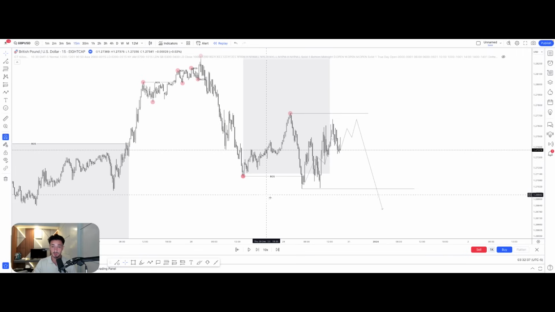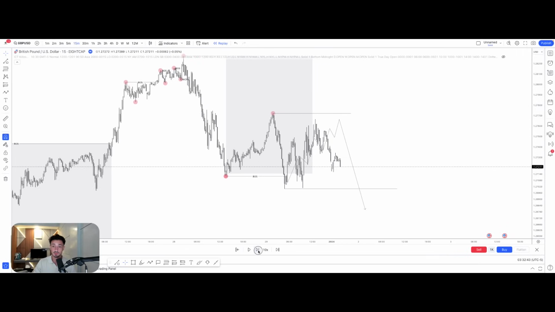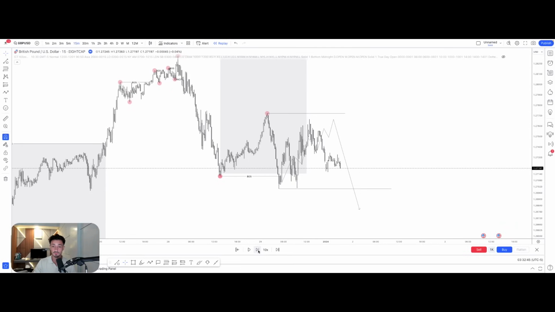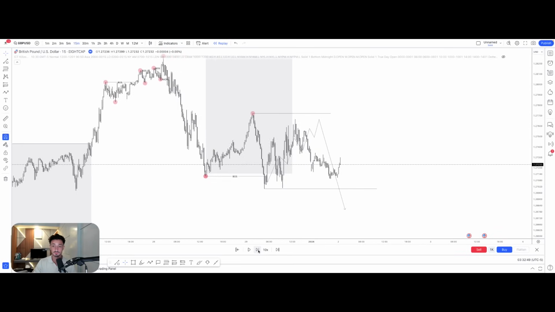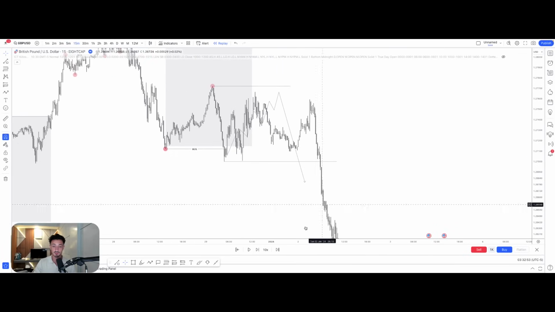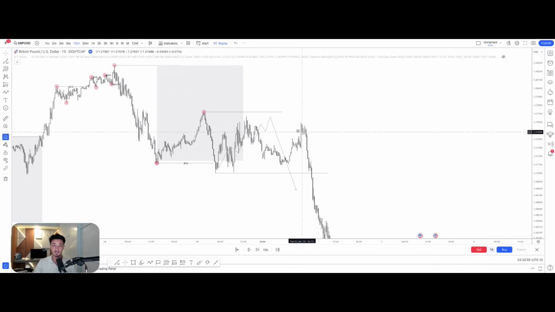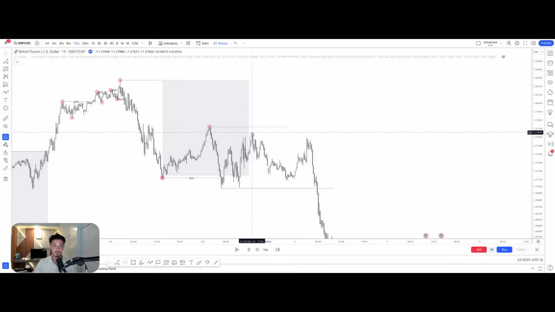And what happens? Price essentially pushes down, has a pullback, and then keep playing price, keep playing price. Price takes out the lows, right? Literally as expected.